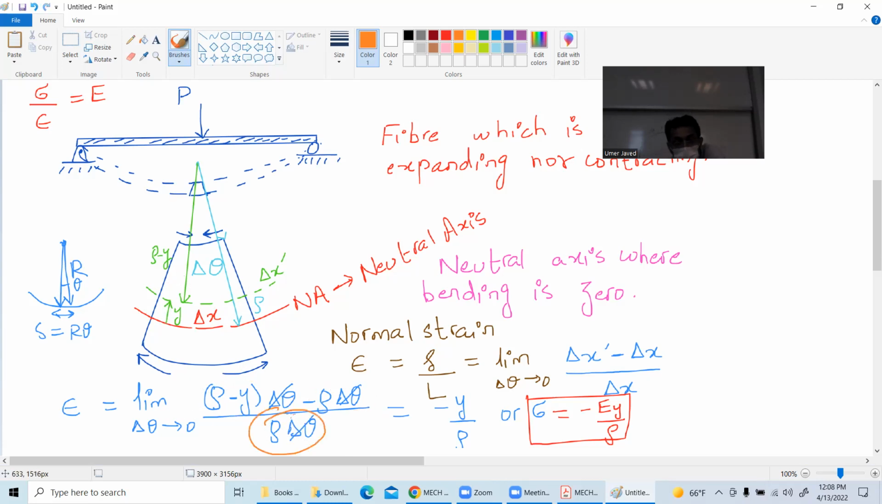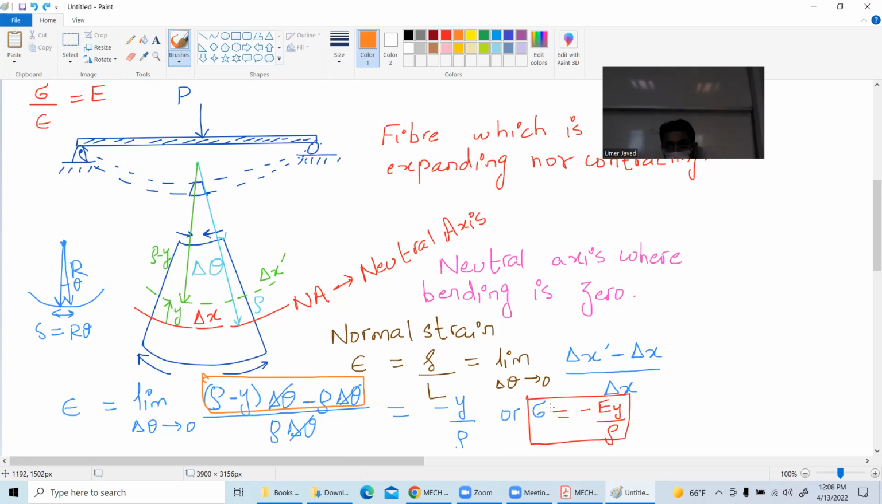Change in length divided by original length is again this fiber. What is the length of this fiber? It is again rho, that is this blue line, which is your radius of curvature, delta theta. S is equal to r theta. So change in length divided by original length gives me the strain. So I get the strain in this fiber as, again, I will use limit delta theta equal to 0. I will get rho minus y minus this rho divided by rho. I will get minus y over rho.